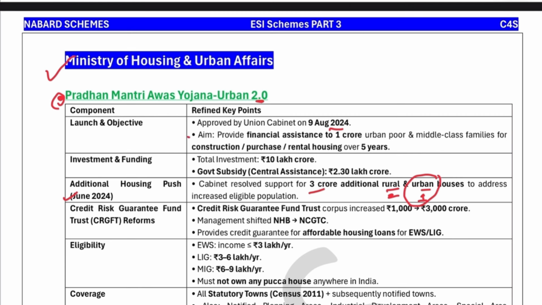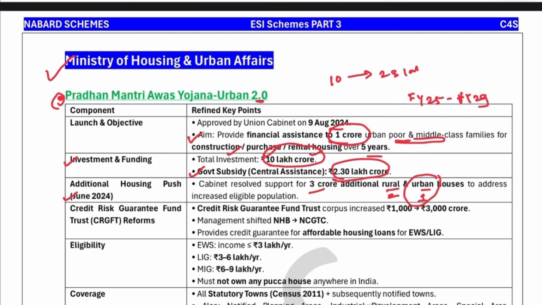So yes, the launch date is 9 August 2024, and it aims to provide financial assistance to 1 crore urban poor and middle class families for construction, purchase and rental housing over the next 5 years, that is from financial year 2025 to financial year 2029, right? The total investment will be 10 lakh crores, and the government is going to contribute 2.3 lakh crores. Other funds will come from private, state and other sources.